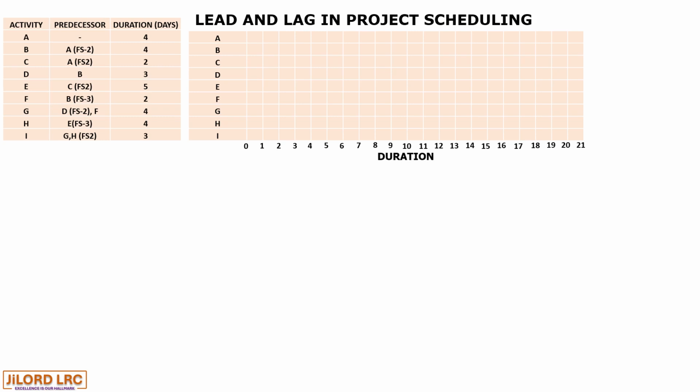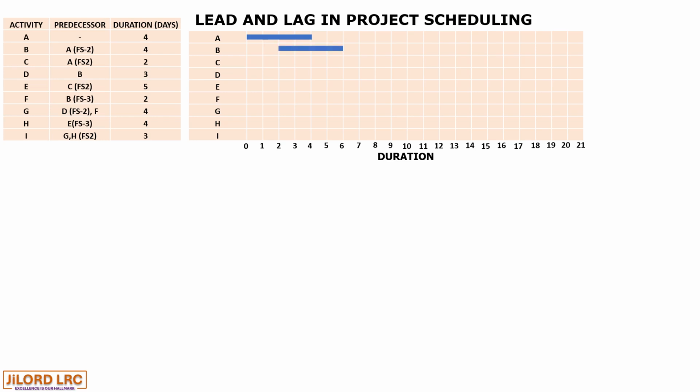We start with activity A, which has no predecessor. So that will be 4, starting from 0. And activity B, which has a predecessor activity A with a lead of 2. That means it moves to the negative side by 2 days. Or, in other words, it starts when activity A is about 2 days in progress. So we have activity B starting from day 2 and ending on day 6.